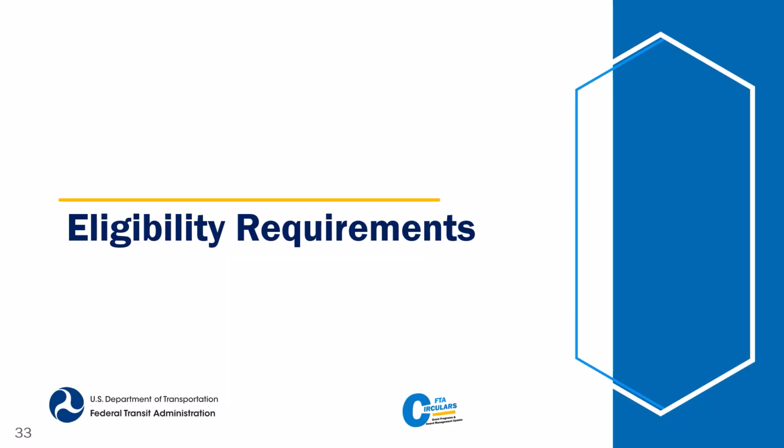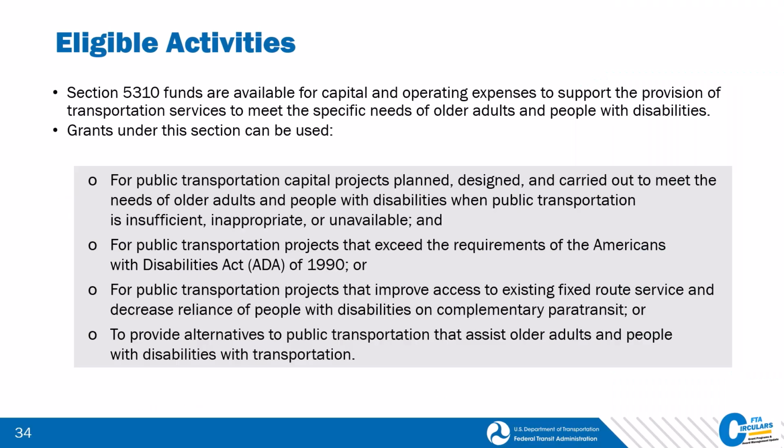The final section is on eligibility requirements. Section 5310 funds are available for capital and operating expenses to support the provision of transportation services to meet the specific needs of older adults and people with disabilities. Grants under the section can be used for public transportation capital projects planned, designed, and carried out to meet the needs of older adults and people with disabilities when public transportation is insufficient, inappropriate, or unavailable.